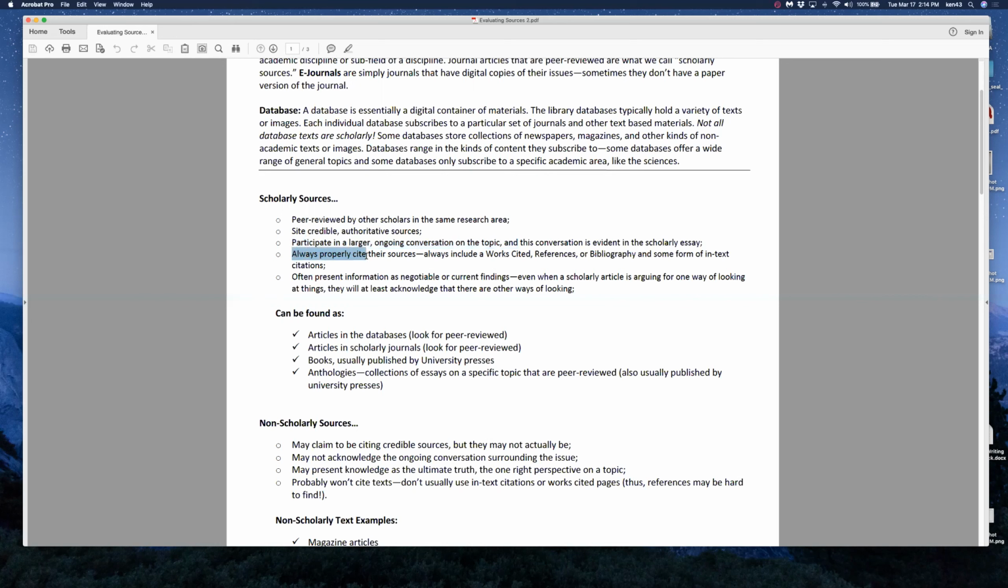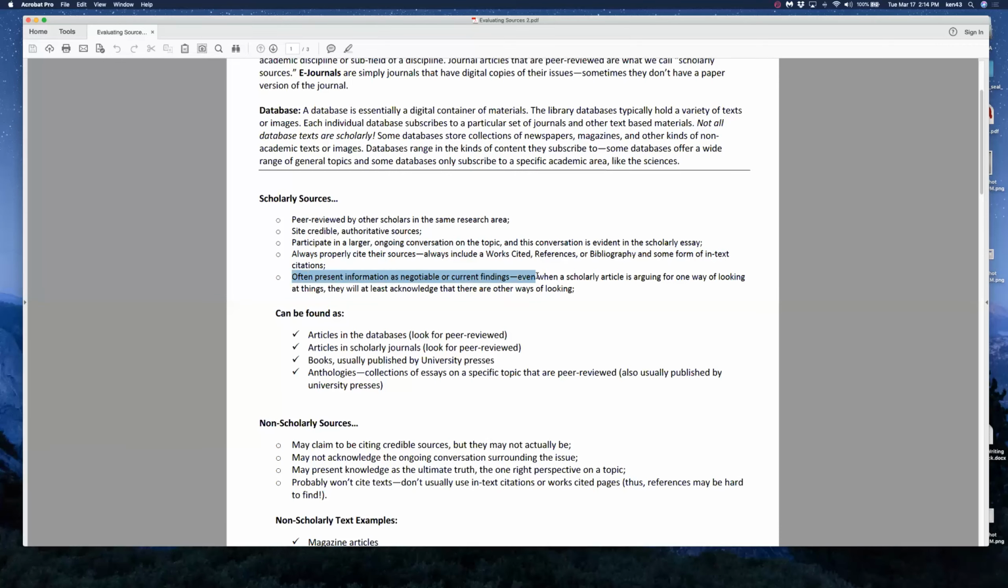Another important feature is that they always properly cite their sources, including a work's references, a bibliography, and some form of in-text citations. They may do it differently, depending on disciplinary conventions. But there's going to be both something at the end that lists them and something inside of the text that gives you page numbers or years and authors' names.